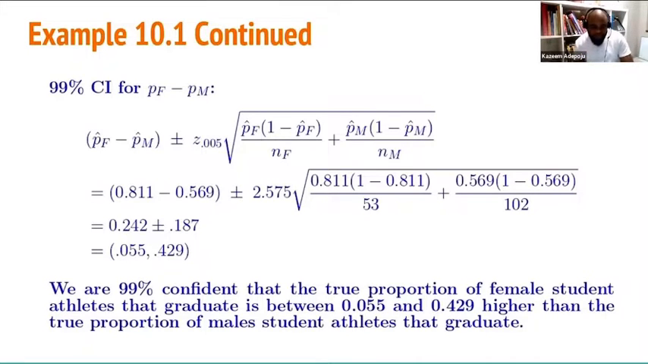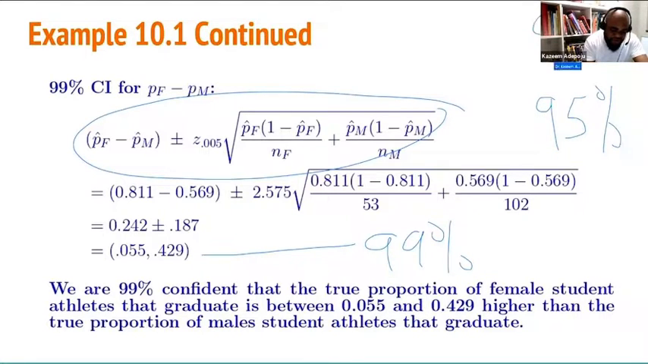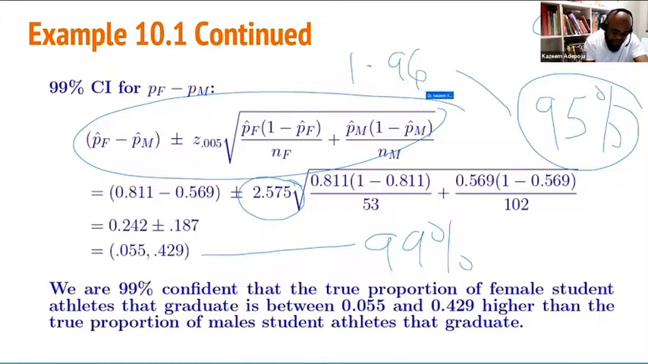Now, another thing I want to talk about: when I work on the same question, like if you take a look at this question now, I got this for 99%. If you try for 95% and for 90%, for 99% the Z score was 2.575. For 95%, it's going to be 1.96. For 90%, it's going to be 1.645.